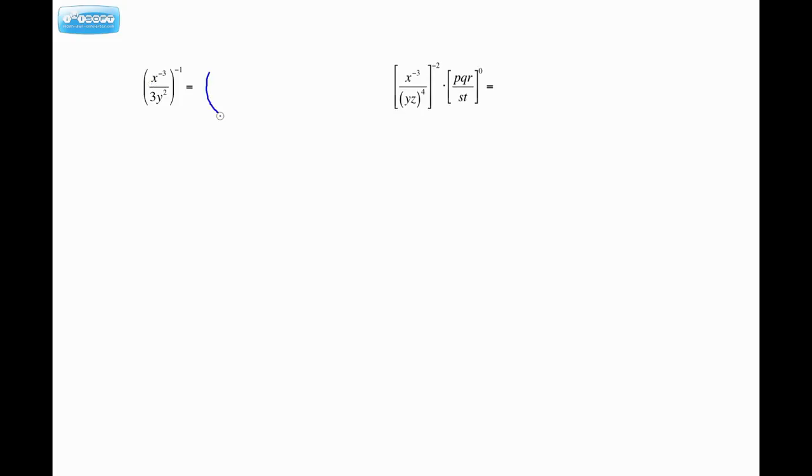So if I'm sticking to the inside of the brackets, that means this negative 1 is still here. I haven't dealt with that yet. The 3y squared in the denominator, that's no problem. However, this can go into the denominator, leaving a 1 still here. So this is 3y squared times x cubed. And I'll just rewrite this as 3x cubed y squared. Now it's in alphabetical order.